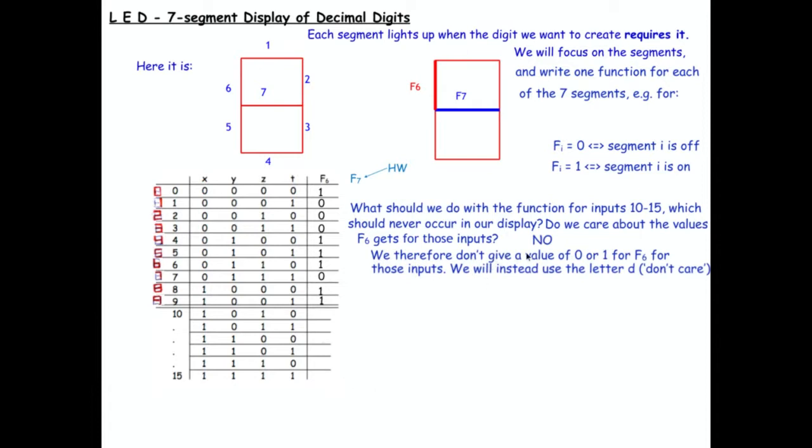Therefore, we don't give a value of 1 or 0 for these inputs, right? Instead, we can just say D for don't care, don't care, don't care, don't care, 6 times. Now, these D's we will use to our advantage when minimizing the function, right? Because we don't care about this input, we may be able to make fewer products and make each product with fewer literals.